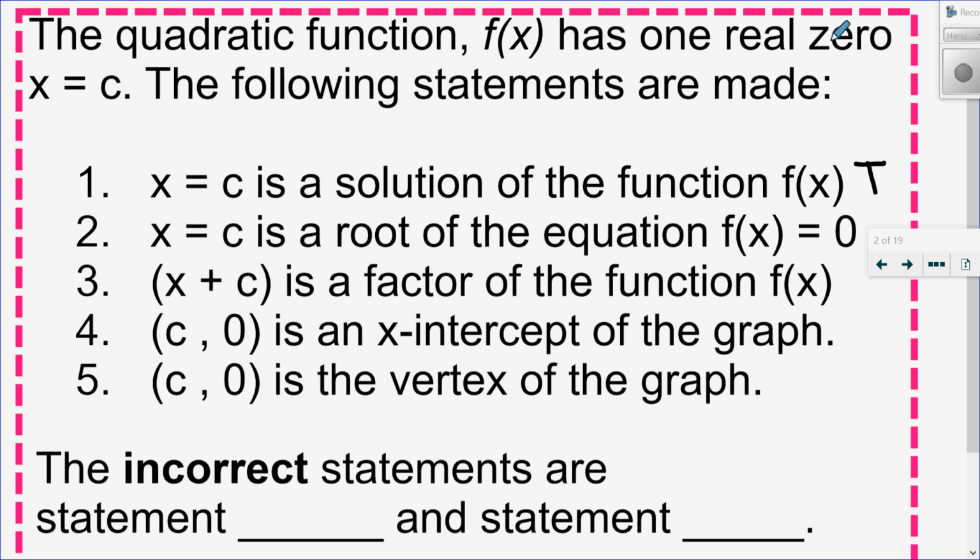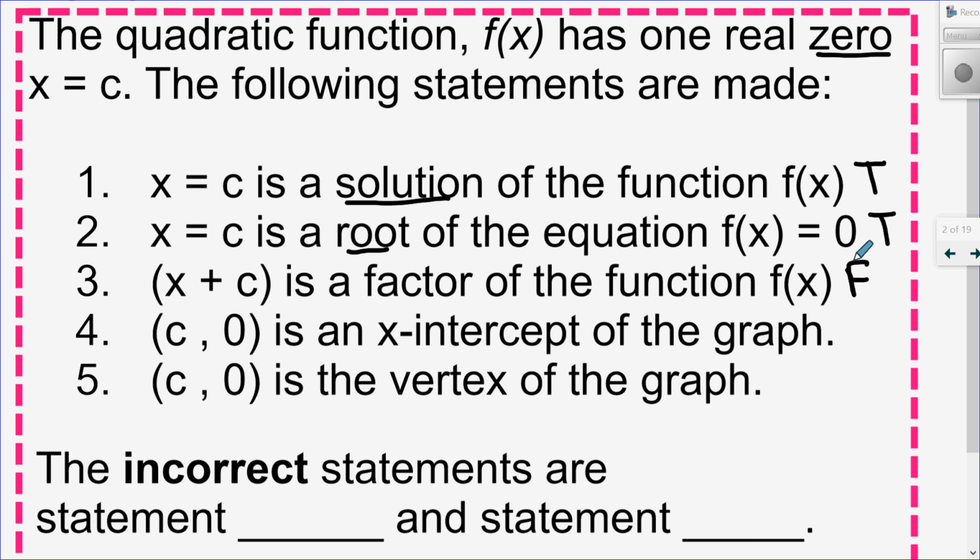Okay, x equal to c is a root of the equation. That is also true. So remember, we talked about this in 4.1. Zeros, solutions, and roots all mean the same thing. So this is also true. Okay, x plus c is a factor of the function. This is false. Here's why.